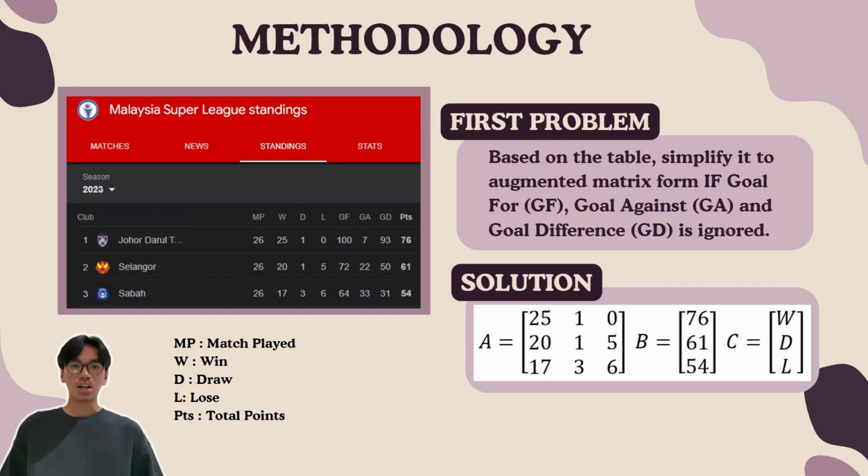Now, for the first problem, based on the table, simplify it to the augmented matrix form if goal for GF, goal against GA, and goal difference GD are ignored. Now, for the solution, we are going to take the win, draw, and loss column and then turn them into a matrix, which is a 3 times 3 matrix. Now, for the matrix B, we are going to use the PTS column. As we can see, it will form a 3 times 1 matrix. Now, to get the matrix C, we will get the 3 times 1 matrix, and it will be win, draw, and lose for each row.